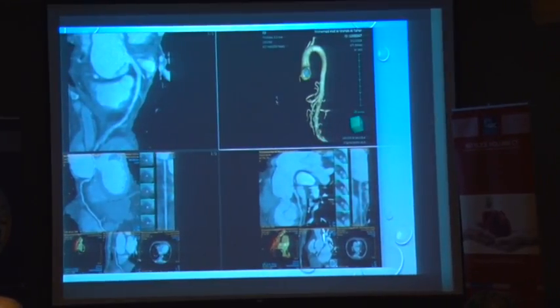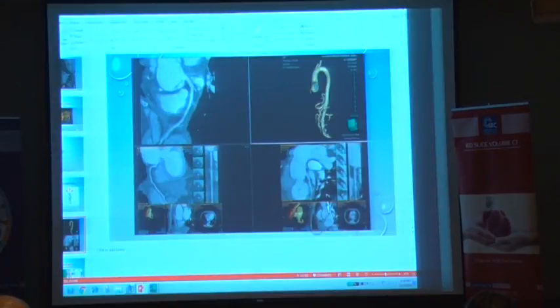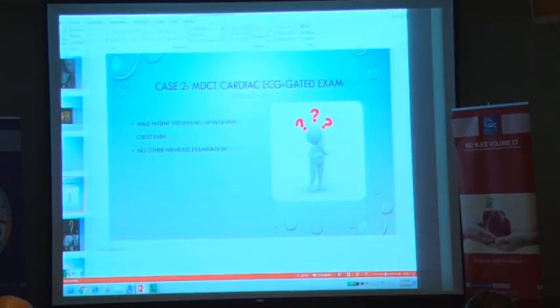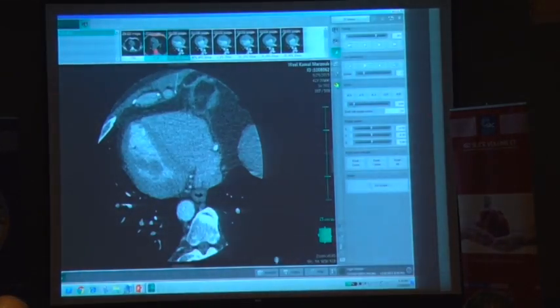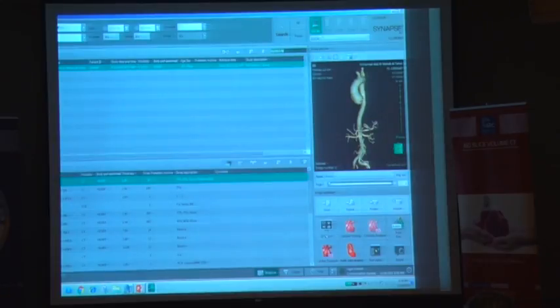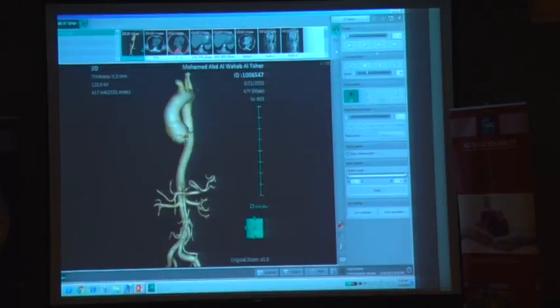And this is a 3D image. I will show you another 3D image now on the workstation itself, but the coronaries were okay. I think everybody will get the diagnosis easily.